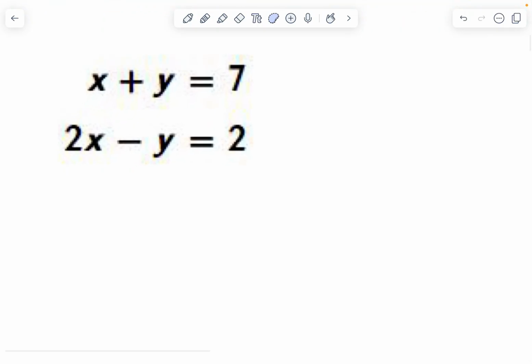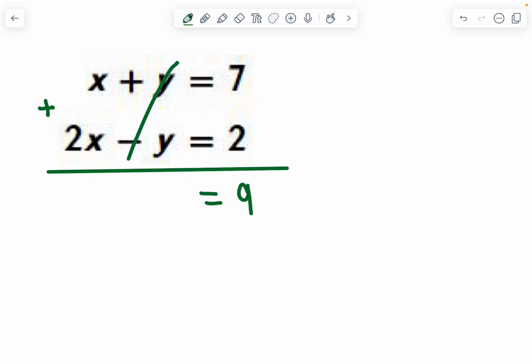All right, so our first step is we are looking for opposites. So 2x and x are not opposites, but y and negative y are opposites. So now we can go ahead and add our equations together. Make sure your x values and your y values are lined up. So 7 plus 2 is going to be 9. y minus y is 0, so it's going to cancel out. And then x plus 2x is going to be 3x. Now we're just going to solve for x. So I'm going to divide both sides by 3.